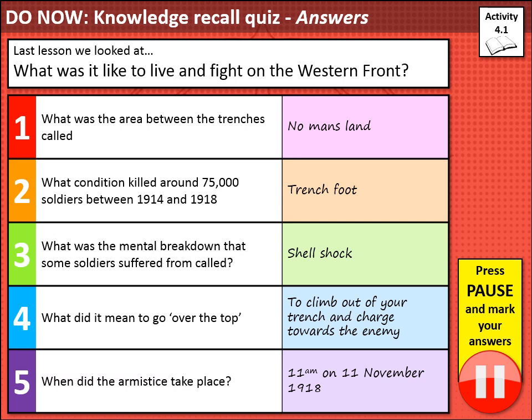And here are the answers. So the area between the trenches was called no man's land. The condition that killed around 75,000 soldiers was trench foot. The mental breakdown that some soldiers suffered from was called shell shock. And what did it mean to go over the top? That means to climb out of your trench and charge towards the enemy. When did the armistice take place? That's 11 a.m. on the 11th of November 1918.